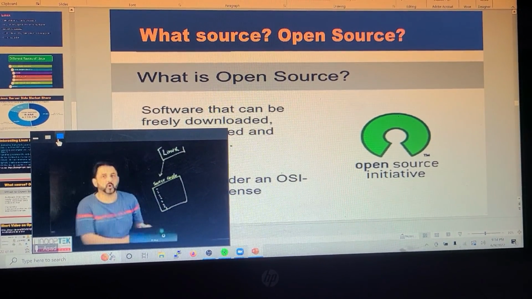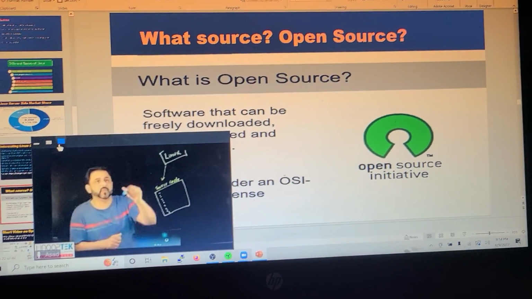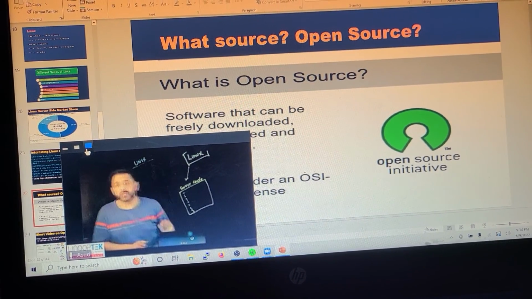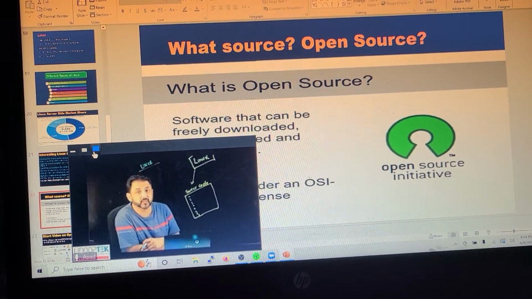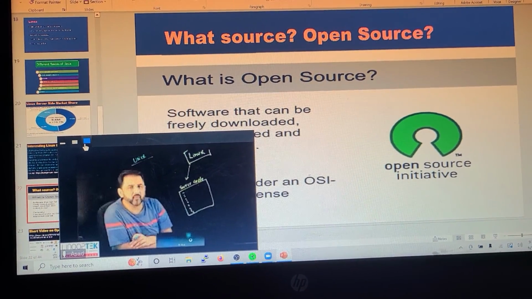Companies like Microsoft, Sun Microsystems, and HP were the makers of the Unix operating system. They were really enjoying their profits because the source code of Unix was not available to the public.